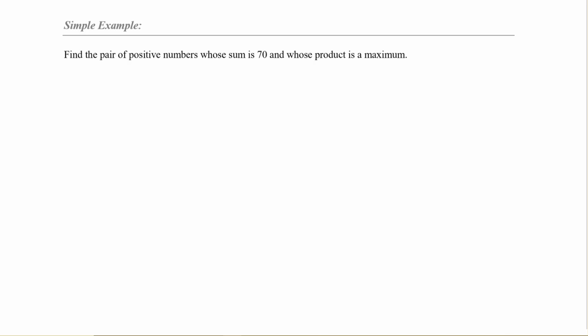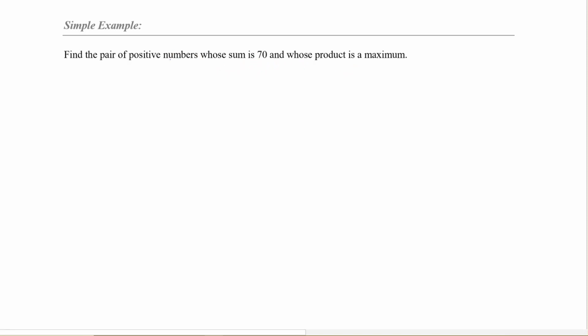Hello everyone. In this video, I'm going to discuss a strategy for solving maxima and minima word problems. Before I discuss the steps, I would like to start with an example. So take a moment and read this example. Find the pair of positive numbers whose sum is 70 and whose product is a maximum.